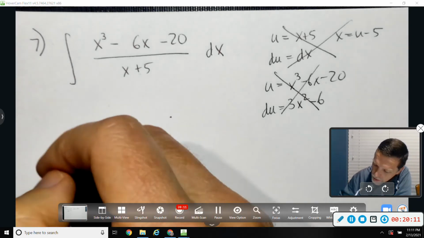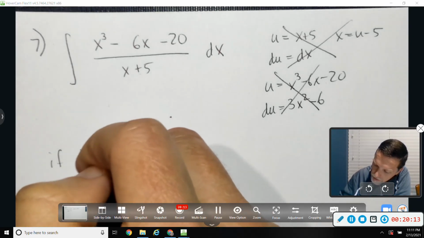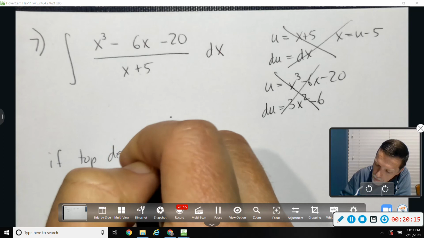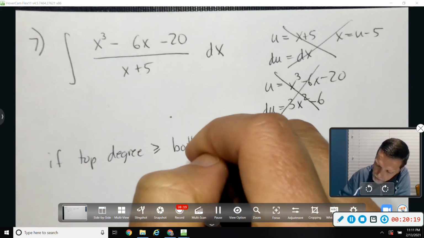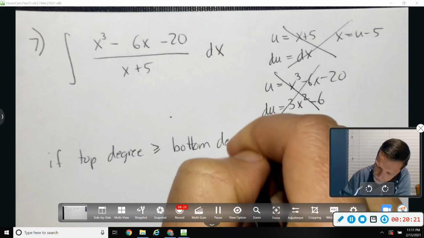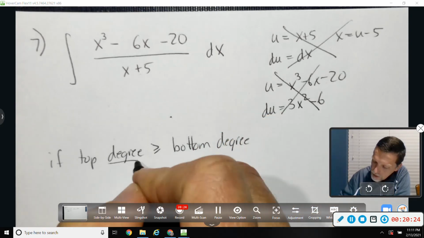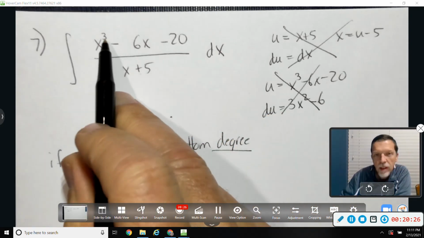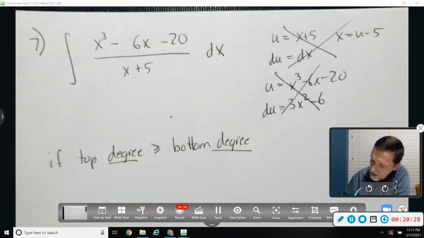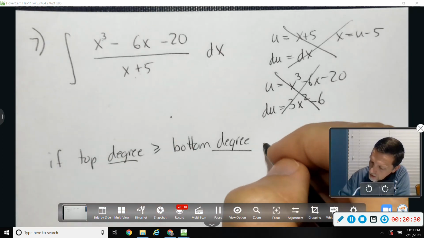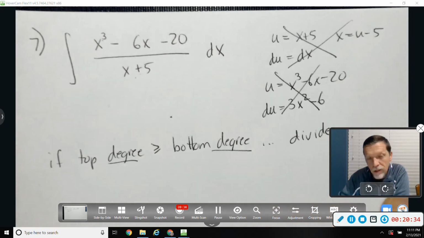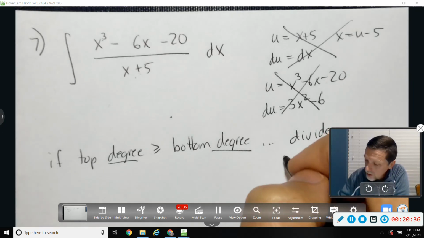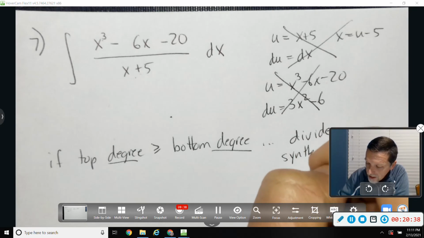So here's the rule. If the top degree is greater than or equal to the bottom degree, right? Degree meaning highest power, so this is a third degree versus first degree. Then you have to divide. And you can long divide if you want to. It's probably easier to synthetic divide.